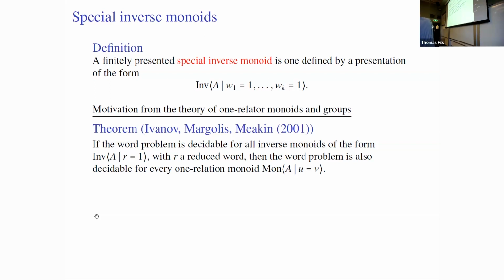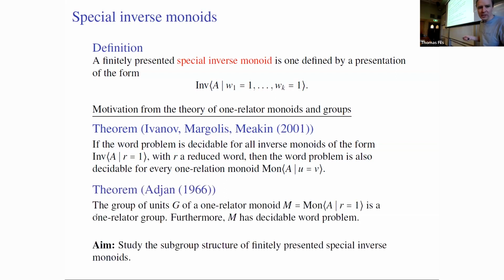And you only need to do it where R is a reduced word. A reduced word in the group theoretic sense, so a word that doesn't have any symbol next to its inverse. All you want to take away from this is that if you can solve this problem, you can solve this problem. And when R is a reduced word, this is still open. This is a possible approach to solving the problem for monoids using inverse monoids.